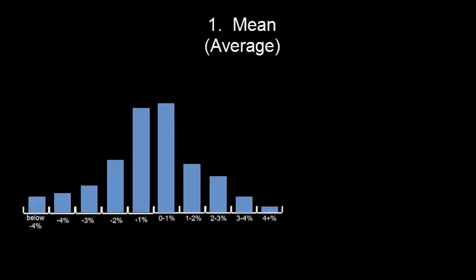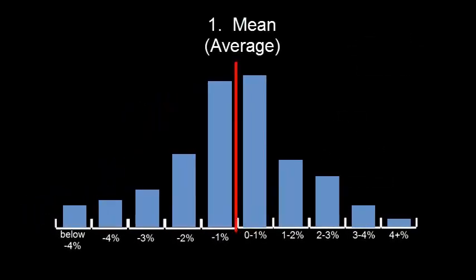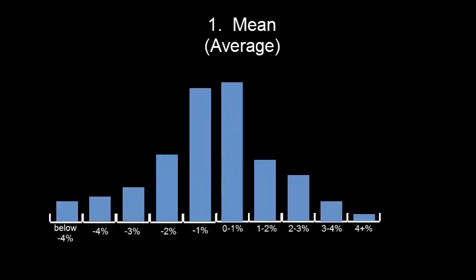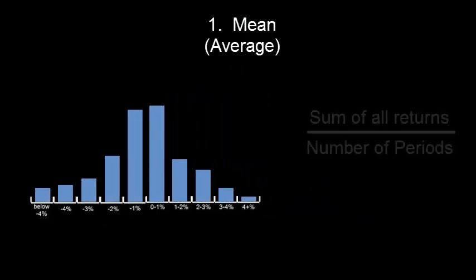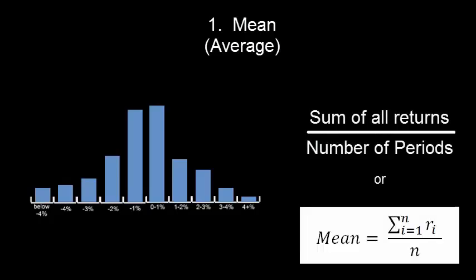First, the mean, also known as the average, is a measurement of the central location of the distribution. There are other measurements of central tendency, such as the median or mode. However, we'll focus on the mean as this has several uses in practice. To compute the mean, or average, we'll add all the returns and divide by the number of return periods.